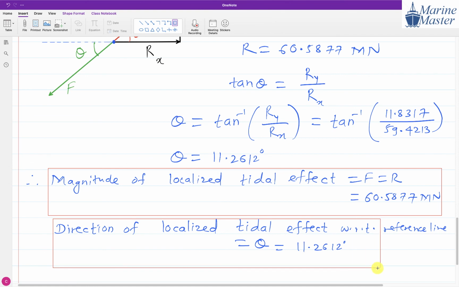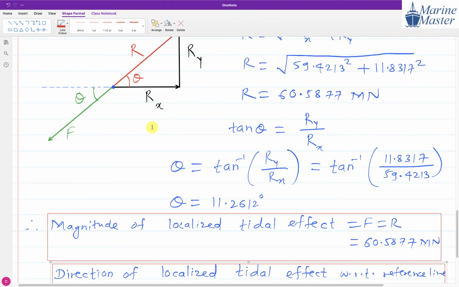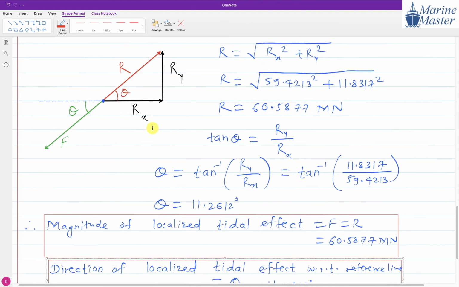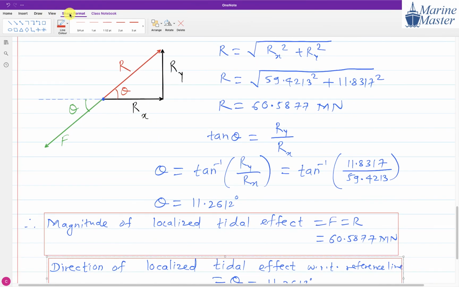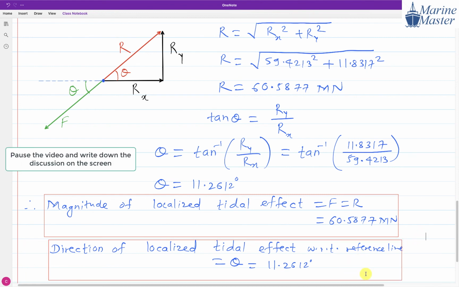So you got this point? So before going further, what you have to do? Try to understand the scenario. Draw this figure properly. Write down this calculation and show this one. Please write down this discussion.